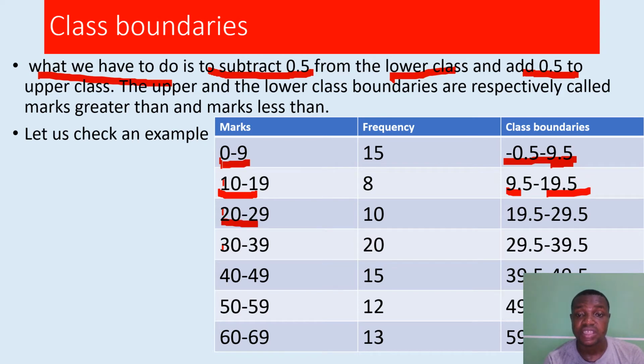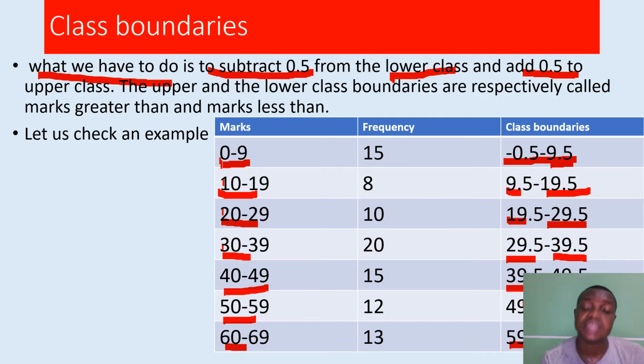Then 20 to 29 will give us 19.5 to 29.5 because 20 minus 0.5 is 19.5 and 29 plus 0.5 is 29.5. Then come to 30 to 39. The same way we get 29.5 to 39.5. Then 40 to 49, you get 39.5 to 49.5. Then 50 to 59, we have 49.5 to 59.5. Then the last one, 60 to 69, will be 59.5 to 69.5.